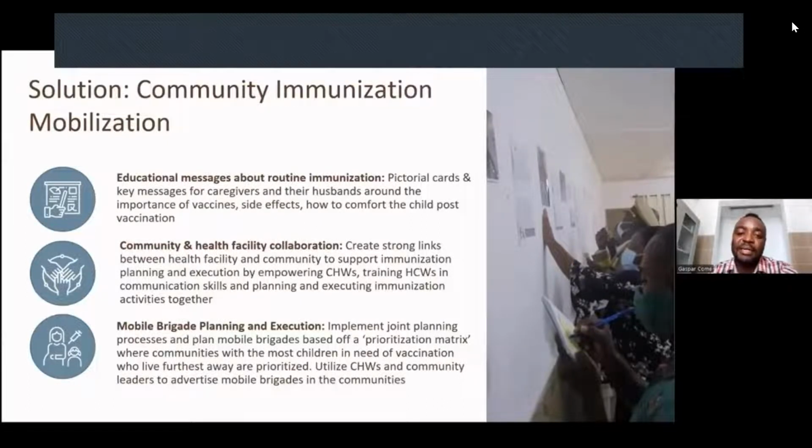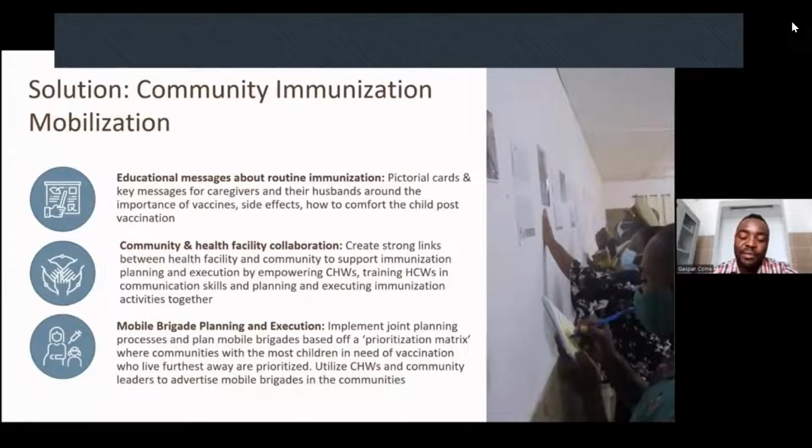So we are now designing pictorial cards and key messages for caregivers and their husbands around the importance of vaccines, side effects, and how to comfort or minimize the side effects after vaccination. Also, we have the community and health facility collaboration. What we are basically doing is creating strong linkages between health facilities and communities to support immunization planning and execution by both healthcare workers and community health workers.